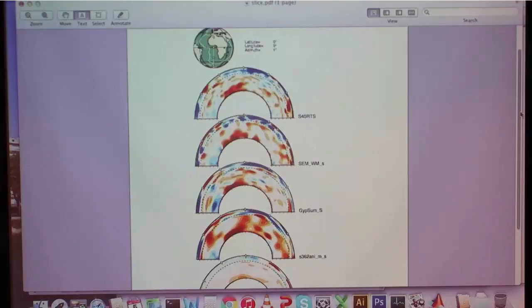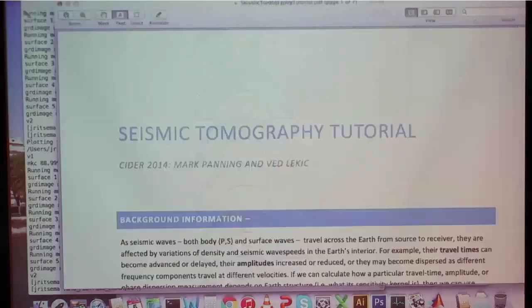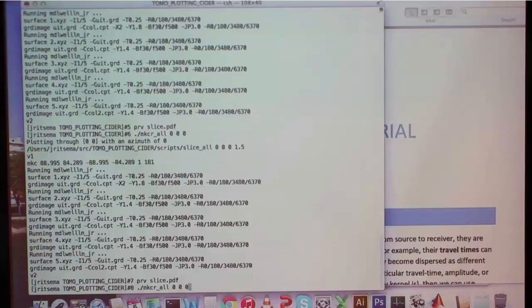And if you want to look at other tomographic models, Jessica nicely pointed out that IRIS has an Earth model repository where you can look them up. I think it's IRIS EMC. If you Google that, you'll find it.